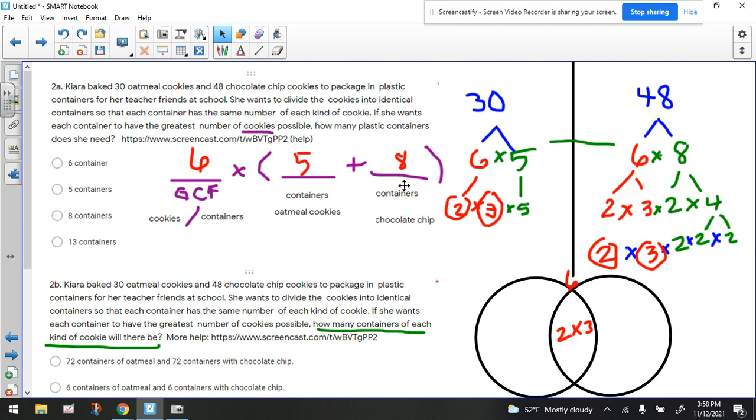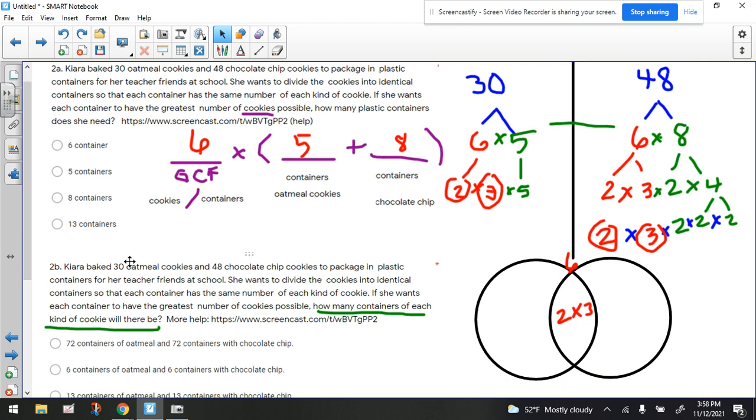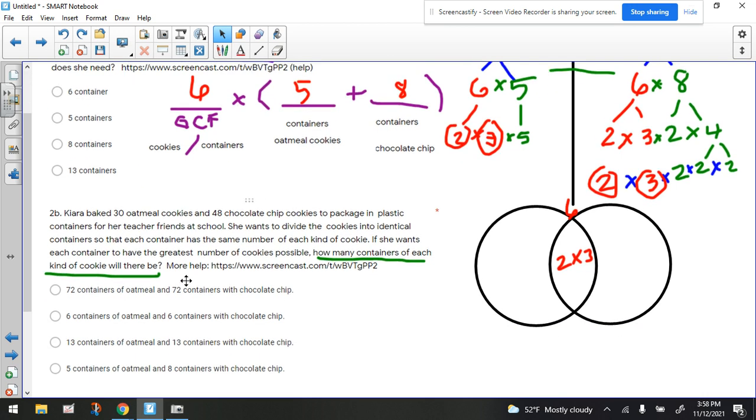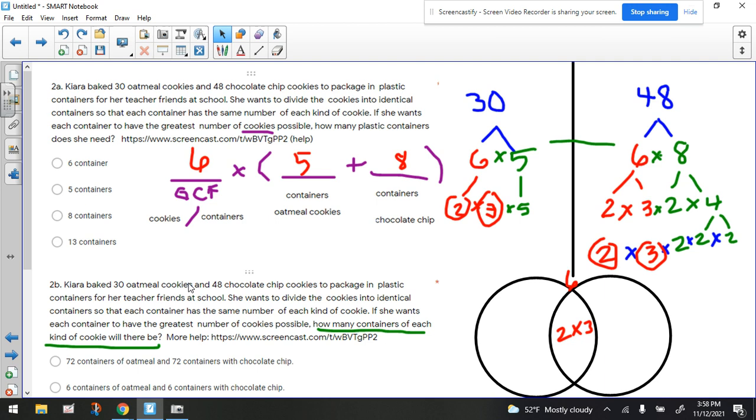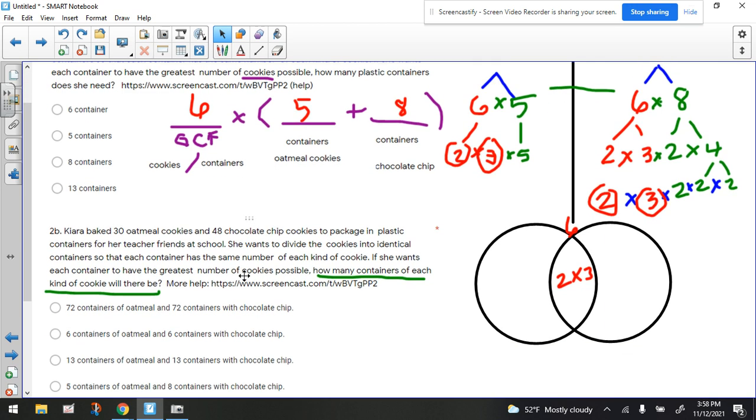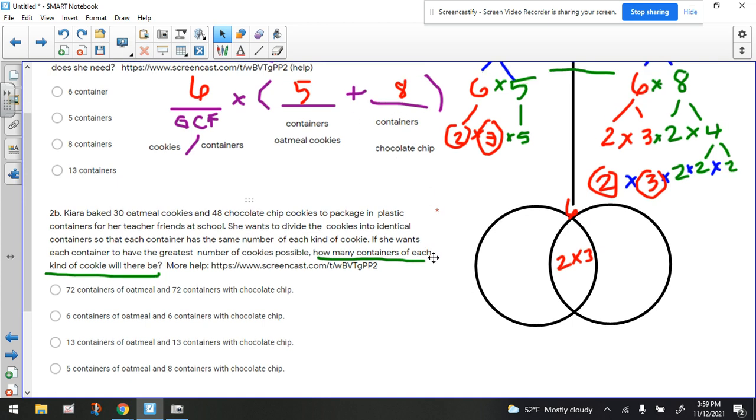All right, so now we're going to look at what we have here in purple and look at questions 2A and 2B and figure out which choices match up. So let's kind of recap what they're asking in 2B. In question 2B, it says, how many containers of each kind of cookie will there be? So we have 5 containers of oatmeal cookies, and we have 8 containers of chocolate chip cookies. Is that a choice? It is, and you should pick it.